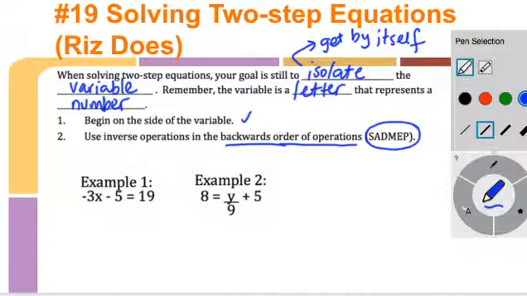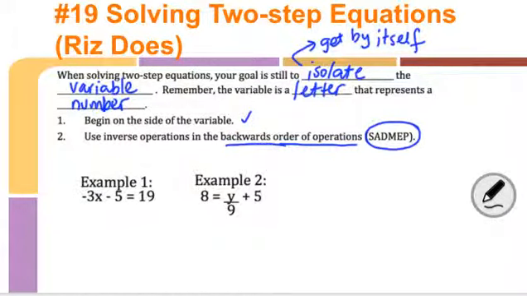Okay, so here we go. Let's do the first example. So our first step here is going to be to identify the middle of an equation. The first example says negative 3x minus 5 equals 19. So where's my middle? That's my equal sign. Now the second thing that I want to think about is what my variable is. So if it's a letter that represents a number, in this case my variable is x. That's what I'm trying to figure out.